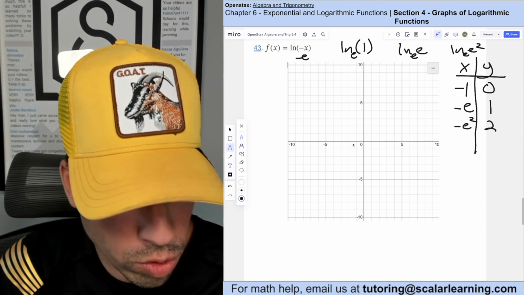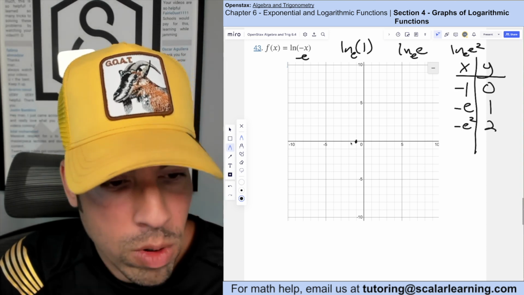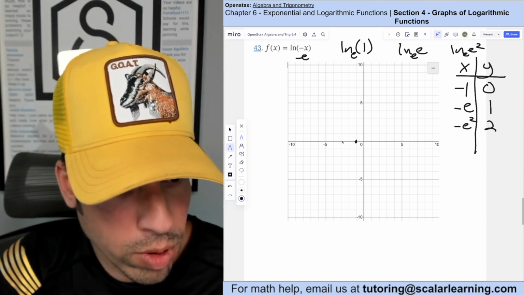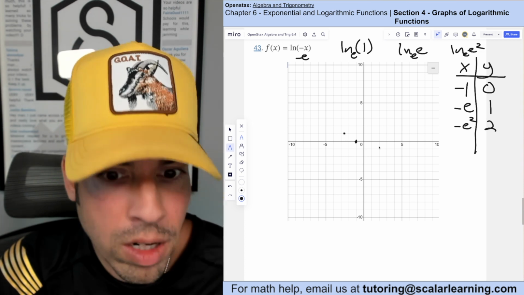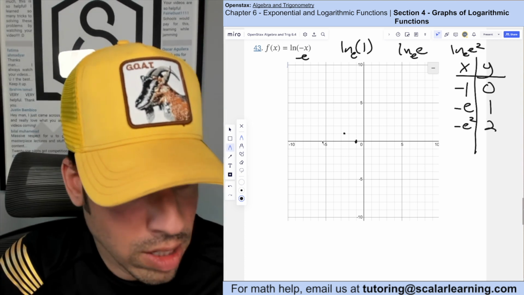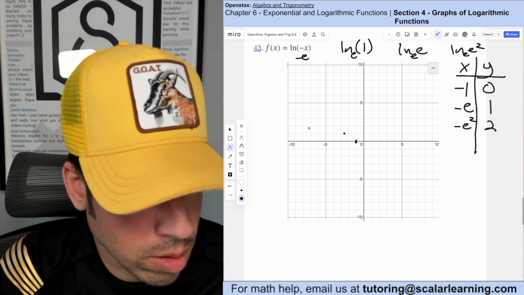So let's get these points here. So we got negative 1, 0. We've got negative e, which is negative 2.7 roughly, and then 1. And then we got this one, which is negative 7.3, 2 like so.